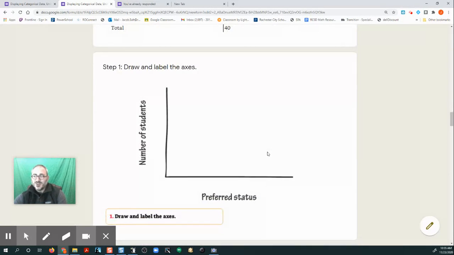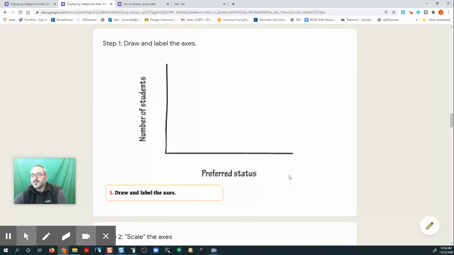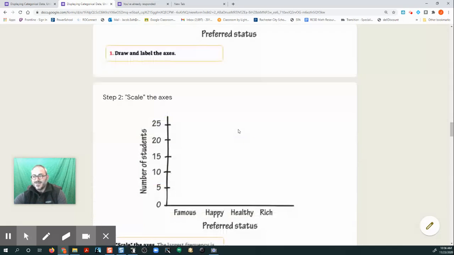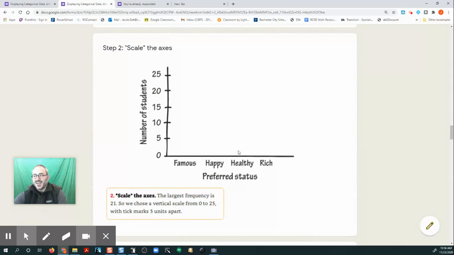Step number 1, we draw and label the axes, right? You create this little L shape. You put the number that you want to display on the y-axis. You put the variable name that you care about down here on the x-axis, the horizontal, preferred status, all right? So we're going to draw and label the axes. That's step 1. Step 2, scale the axes, right?